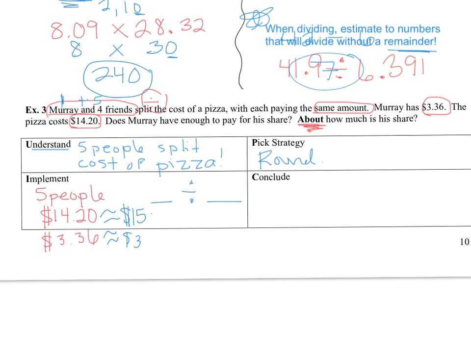All right, so it looks like we have to take the cost of the pizza divided by how many people. So 15 divided by 5 is 3. So that means it's going to cost about $3 to buy each part of the pizza or each share of the pizza. So $3 is what we estimated Murray to have. So I'm going to say yes.